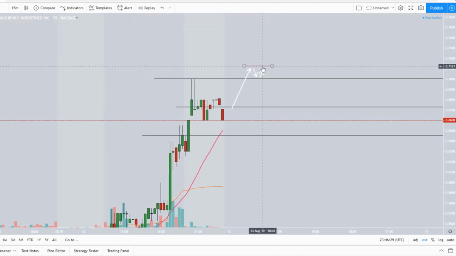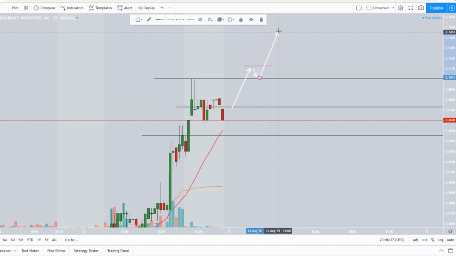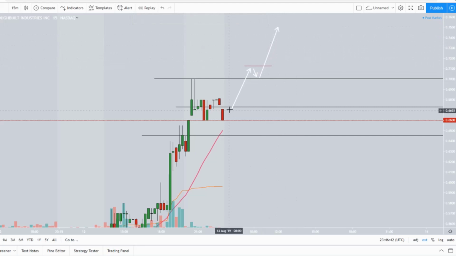Then I have my order ready right above that pullback point, wherever it is. In this example, it's right here. And then when that momentum does return, I ride it up to this next resistance up here at about 75 cents. So this is the bullish play that I'll be looking for tomorrow. 70 cents is the main level that I'll be watching, because a break above that will be crucial.